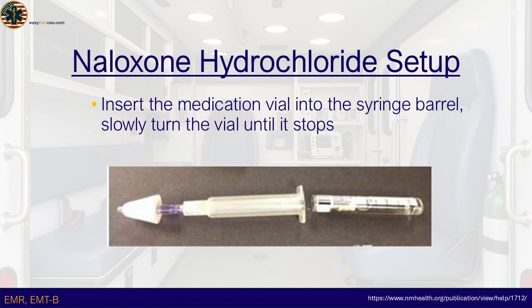Insert the medication vial into the open end of the syringe barrel, aligning it carefully to avoid cross-threading. Slowly turn the vial clockwise until it stops, ensuring a firm and secure connection. This step allows the syringe and vial to lock together, creating a closed system ready for medication delivery.